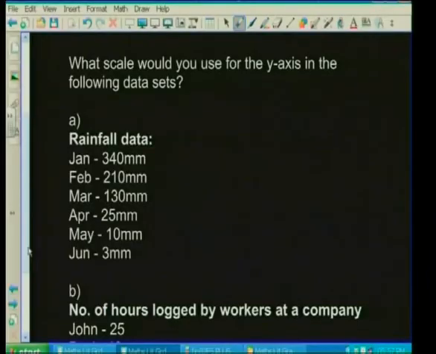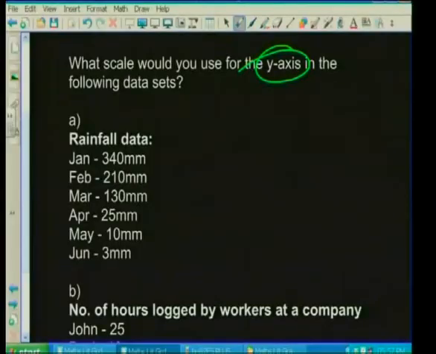What scale would you use for the y-axis in the following sets of data? So, and I hate this word y-axis, hey? You can see this was written by a maths teacher and not by a maths lit teacher. Because we'd say, what scale would you use for the vertical axis? Okay, we don't like that y-axis at all. So what axis would we use for the vertical?